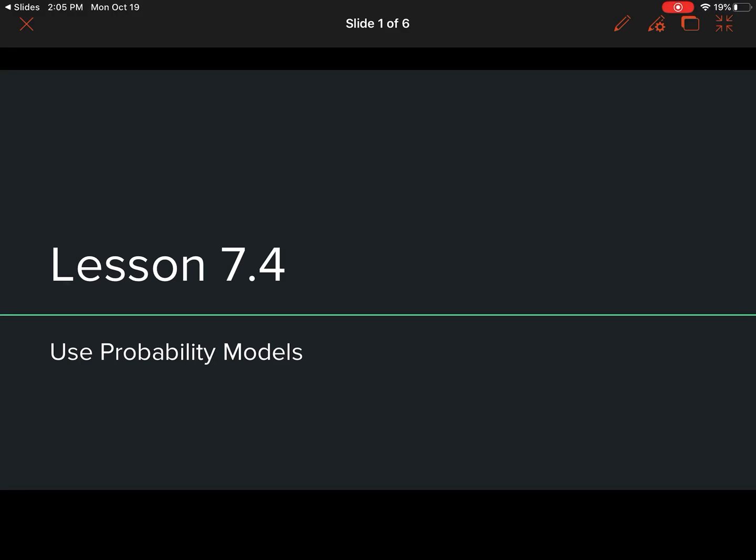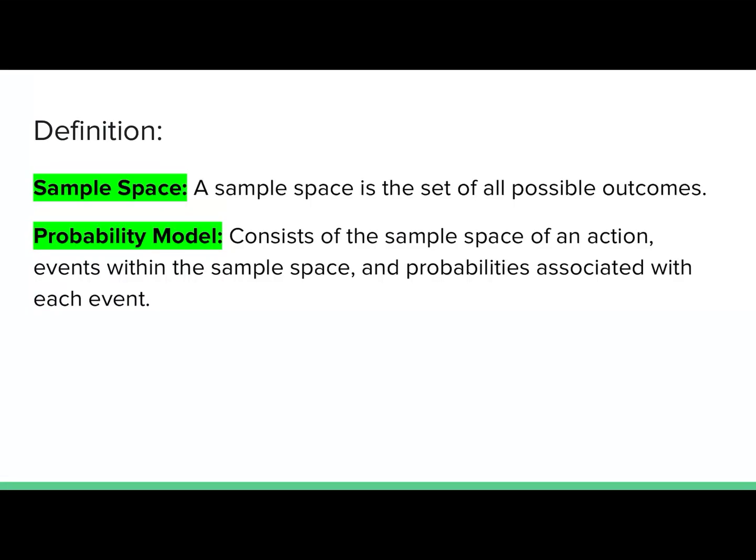Hi class, right now we're going to be going over lesson 7.4, how to use probability models. So we'll start off with our two definitions for this section. The first one is that of a sample space. So the sample space is the set of all outcomes. We're going to show how to write that in just a moment here.